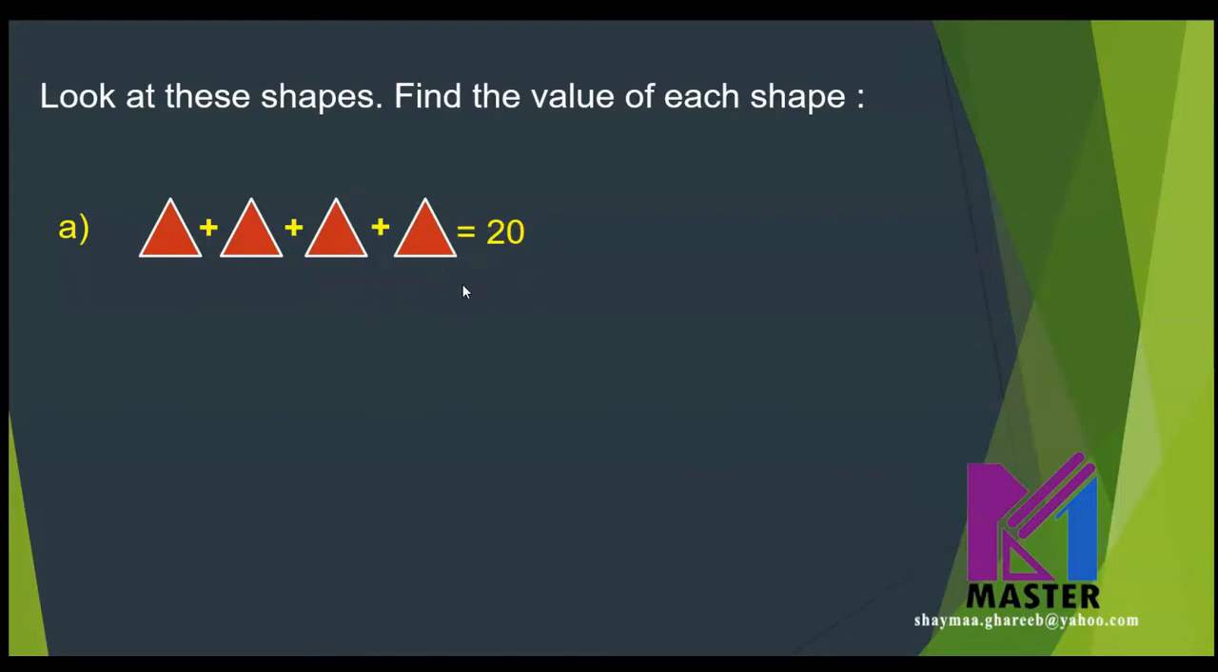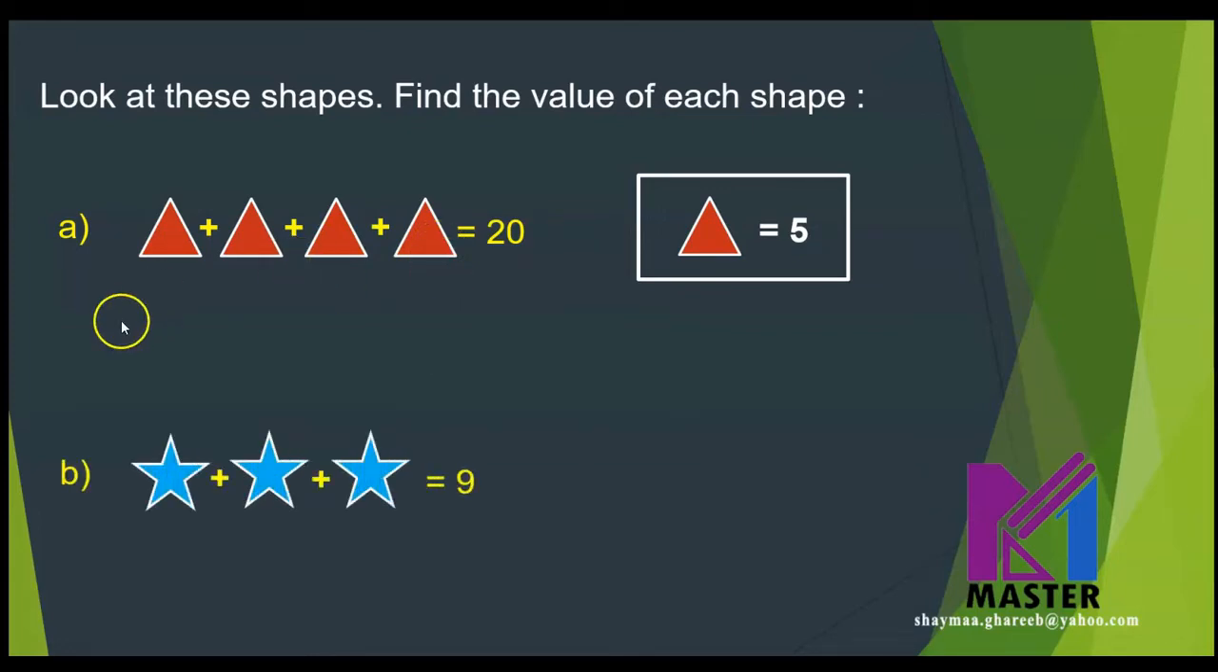I can easily get this number by dividing this 20 by 4 because I have 4 identical shapes or 4 identical numbers or 4 equal numbers. So when you divide the 20 by 4, it will give you 5. Then each triangle here stands for 5. Let's check. 5 plus 5 equals 10, plus 5, 15, plus 5 equals 20.